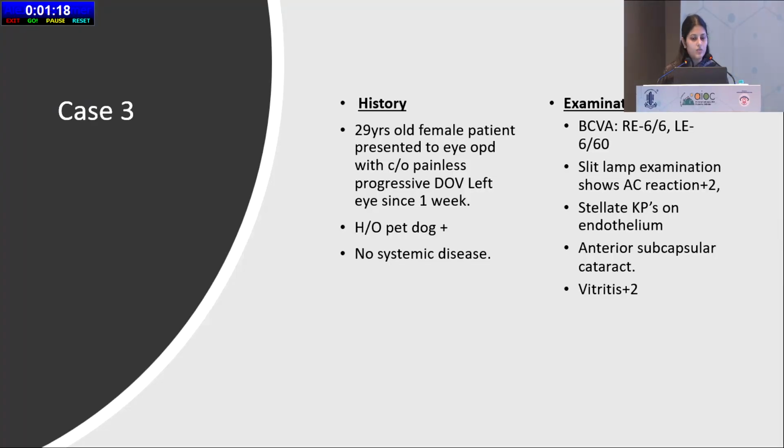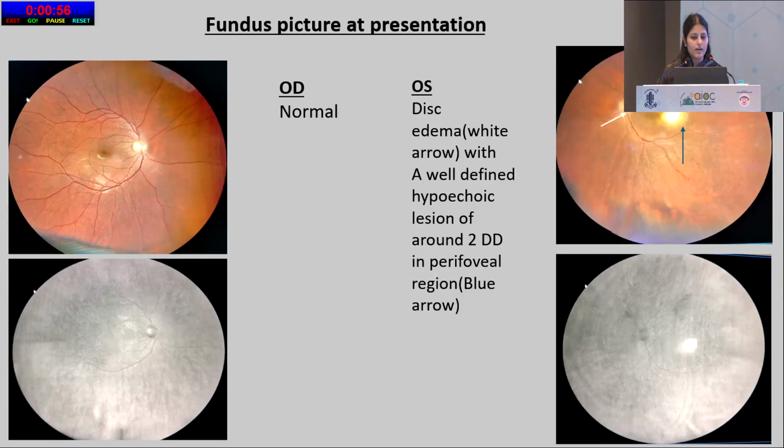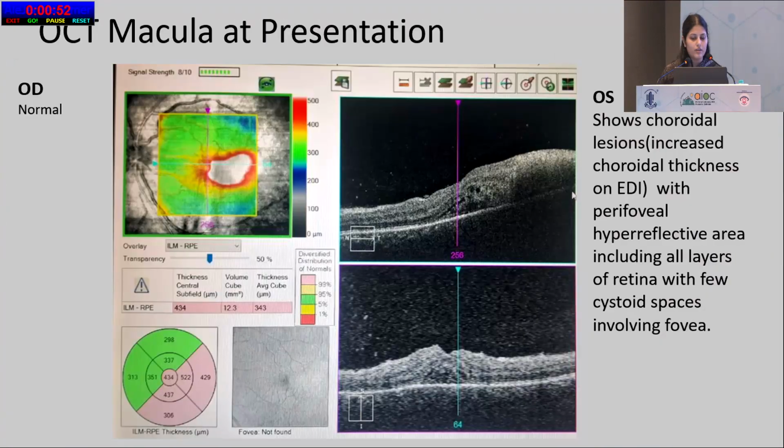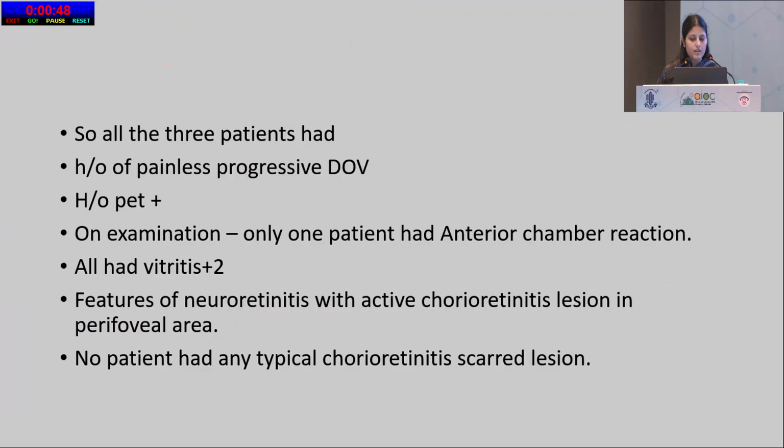And another case was a 29-year-old female who presented with the same complaint and a history of a pet dog with no systemic illness. On examination, her left eye vision was 6/60, and her anterior chamber showed +2 reaction, that is uveitis was present, stellate KPs were seen, and vitritis was there. Her finding was a patch of 2 disc diameters in the parafoveal region. Her OCT showed the same picture with a few cystic lesions.